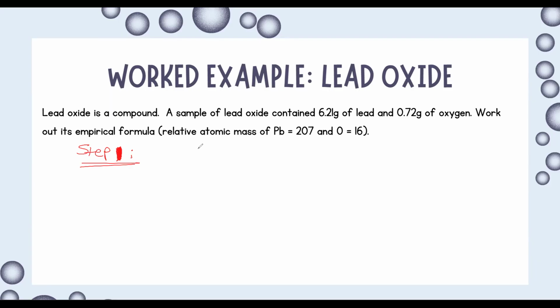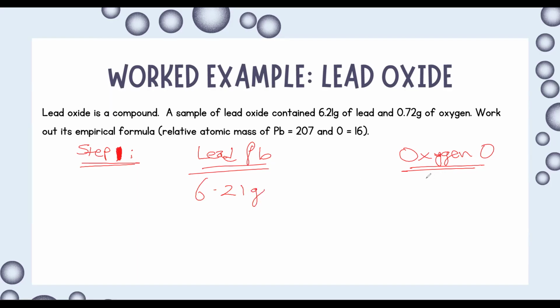So now we have the first element, which is lead. Lead is actually Pb. And then we have the second one, which is oxygen. Oxygen is O. So now, the amount that they gave us was in grams. How many grams of lead do we have? 6.21 grams. How about oxygen? How many grams? 0.72. So we're going to convert this to number of moles. We divide by the atomic mass.